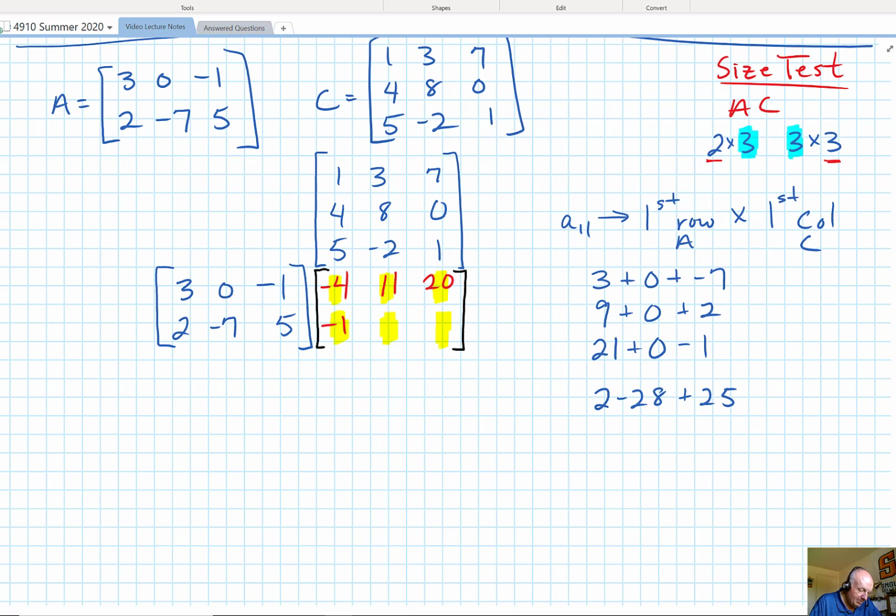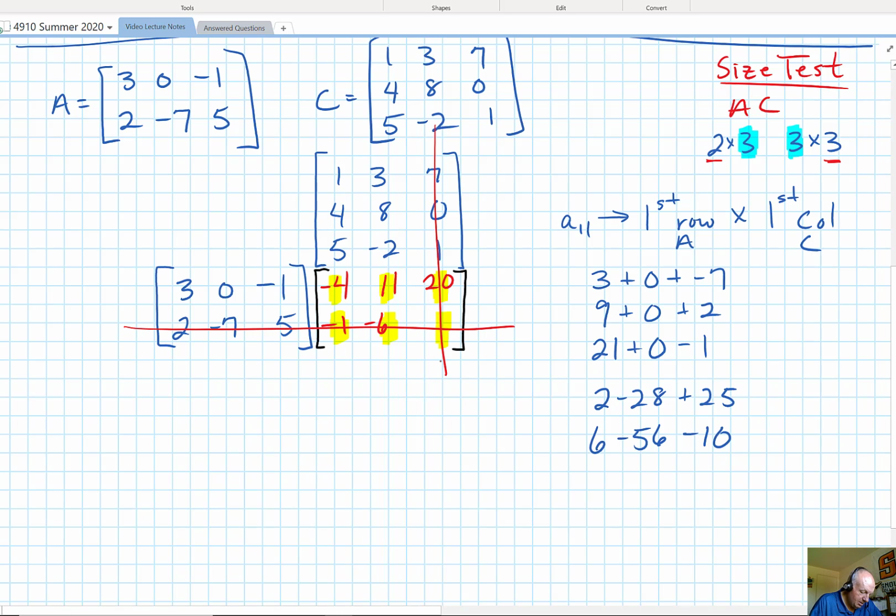Now, let's be clear here. This entry becomes this row times this column. So, to do that, 2 times 3 is 6. Negative 7 times 8 is a negative 56. There it is. And 5 times negative 2 is negative 10. 6, negative 56, and negative 10. So negative 66 plus 6 is negative 60. All right, last entry.